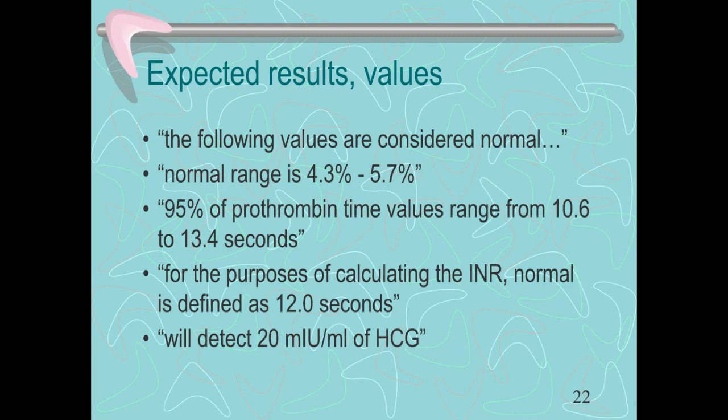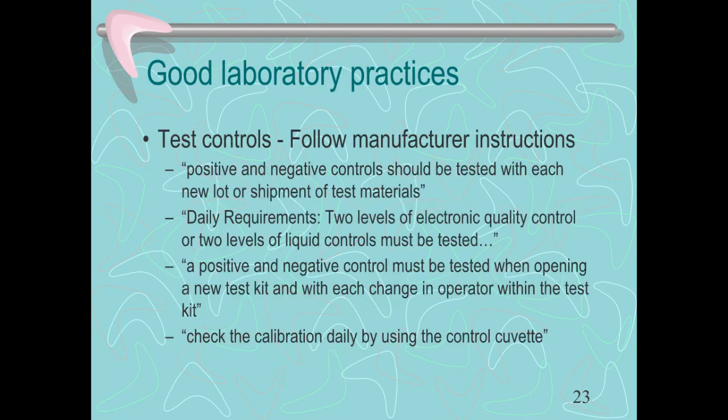Expected value. So it's going to tell you what normal would be and what to expect. You're going to look at those things very specifically. We'll detect HCG, which is pregnancy hormone, at 20 milli units per milliliter. It will detect INR up to 12 seconds. Proton values between 10 and 13. It's just going to give you their normal ranges. So be sure you're aware of the normal ranges. That's why we talk some about what normal ranges for different results are.